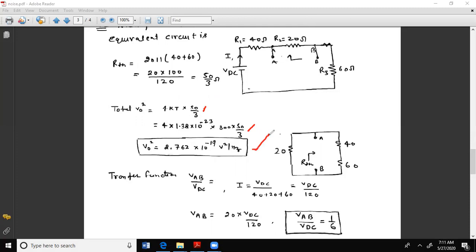And for the transfer function, with the same concept, first calculate the current. The total DC current in my circuit is VDC divided by the total resistance, so this is VDC by 120, and the voltage Vout is 20 multiplied by VDC by 120. So the transfer function, the voltage gain, Vout by VDC, is equivalent to 1 by 6.